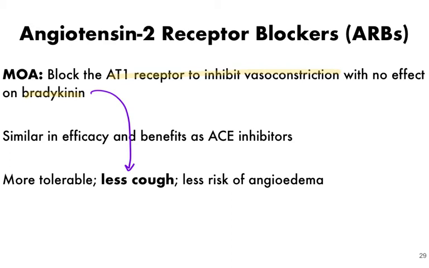ARBs seem to have less risk of angioedema too. However, I will say that if you do have someone who has a known history of angioedema, especially with ACE inhibitors, ARBs may not be the best choice. They can be used. The risk is very low. Angioedema is very rare anyway, but just to be on the safe side, I probably would avoid an ARB in someone who has had angioedema related to an ACE inhibitor.